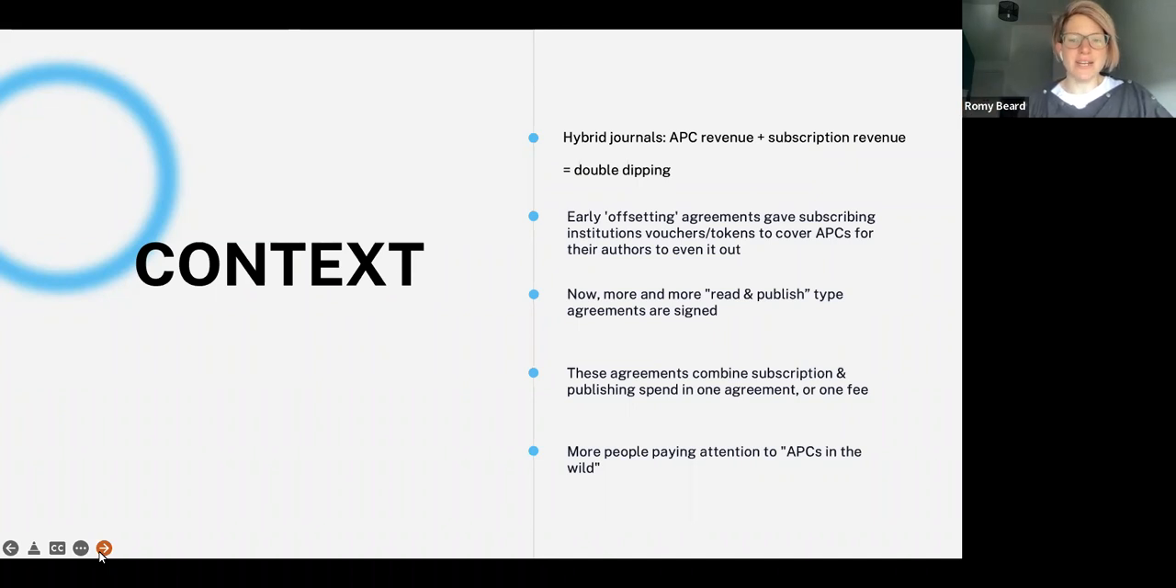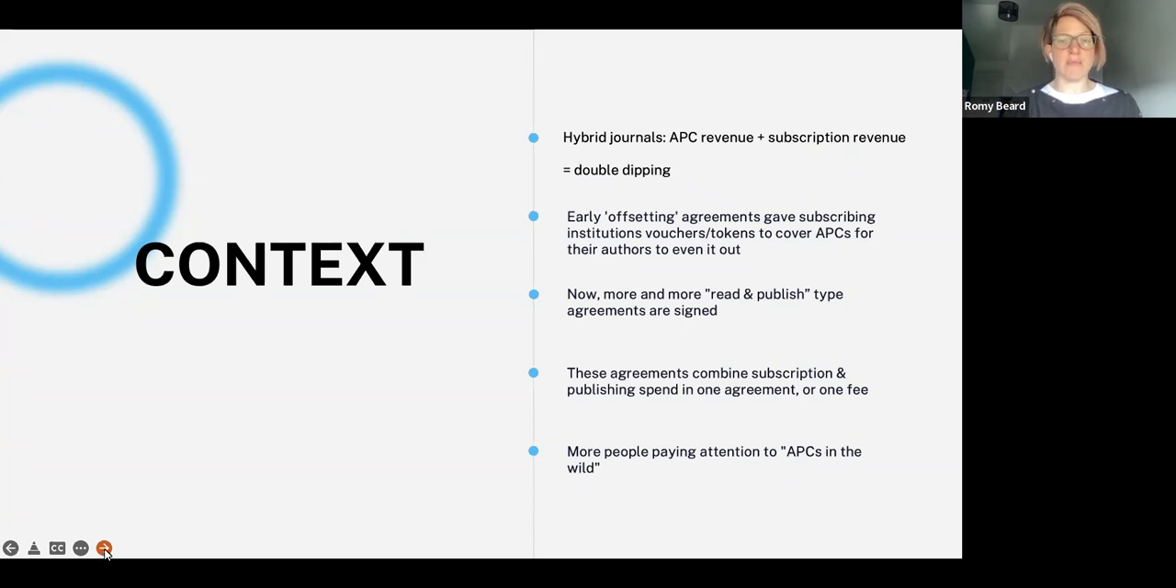hence why some of them are called read and publish, or publish and read. There's a bit of a difference between read and publish and transformative agreements. Transformative agreements really tend to try and move towards a fully open access world and have more of a transition plan where you see the read fee decrease and the publish fee increase, with the aim to really exit that and live in a purely open access world. So there's some nuances within that as well.